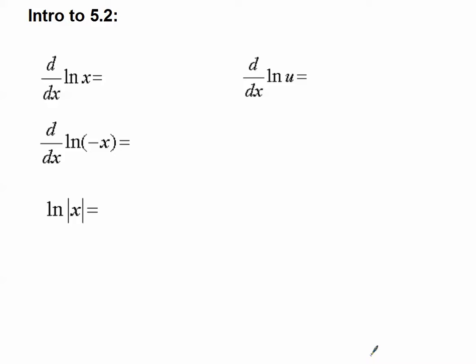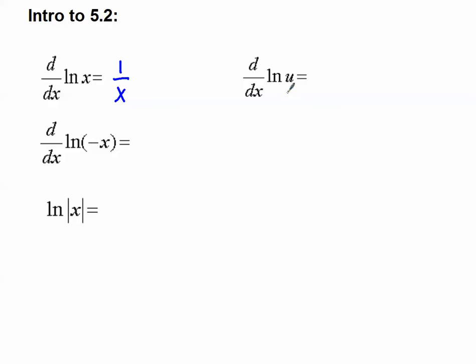Our objective in 5.2 is to use the log rule for integration of rational functions and trig functions. Remember last time we did the derivative of the natural log of x. What did we get? 1 over x. When we did the derivative with respect to x of the natural log of negative x, we had to consider that we have more than just x, so we used our chain rule.